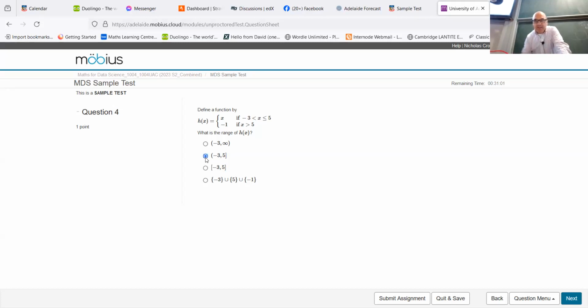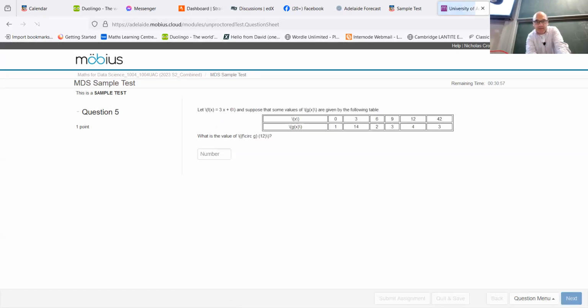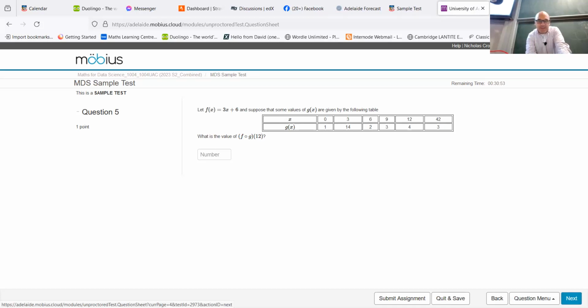So I can go, hey, that's going to be my option. All right, I wonder how many questions in this thing. Suppose f of x is equal to this, and suppose g of x is given by the table below. Okay, so actually, if I'd been thinking about this, composition would have been one of those things that I would have talked about.